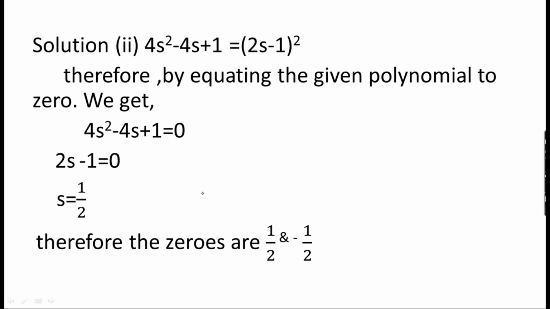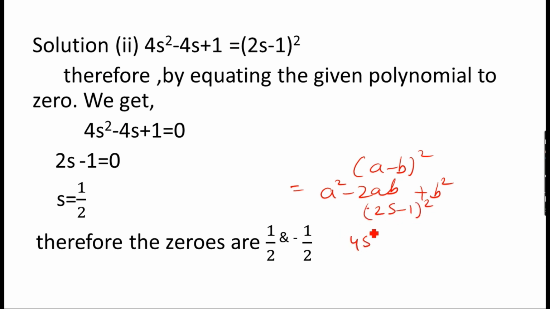4s square minus 4s plus 1 is nothing but the formula of a minus b whole square, that is a square minus 2ab plus b square. When we put 2s minus 1 whole square, we get 4s square minus 4s plus 1, same as this. Therefore, on equating the given polynomial to 0, we get the solutions of s.